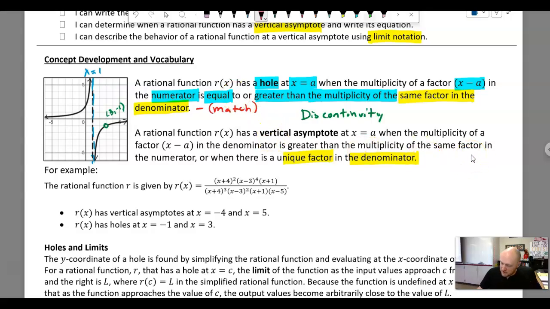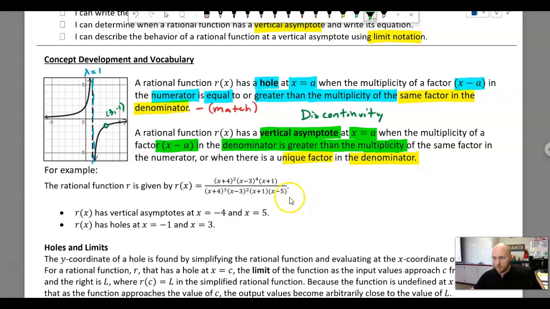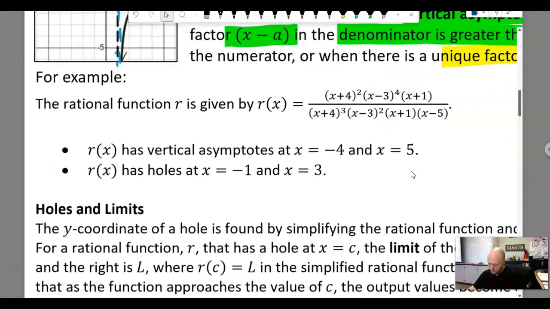Now, if I just have a factor in the denominator, let's say x minus a, and it does not match anything in the numerator, it's going to be an asymptote. Now, if the denominator factor does match the numerator, but the multiplicity in the denominator is bigger, then it's going to be an asymptote, okay? So we'll kind of work through this here in a second, okay? So let's look at an example, okay?